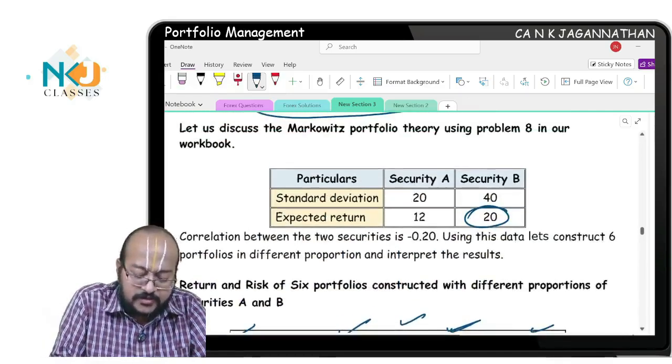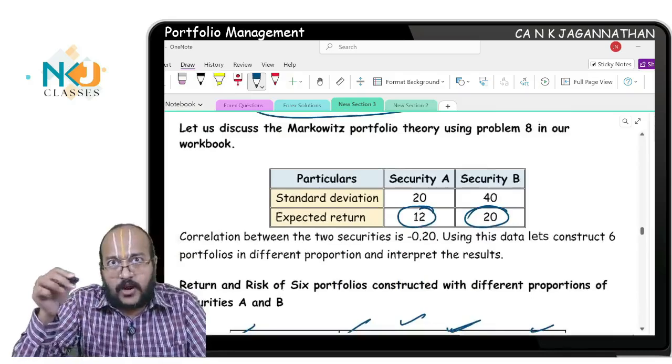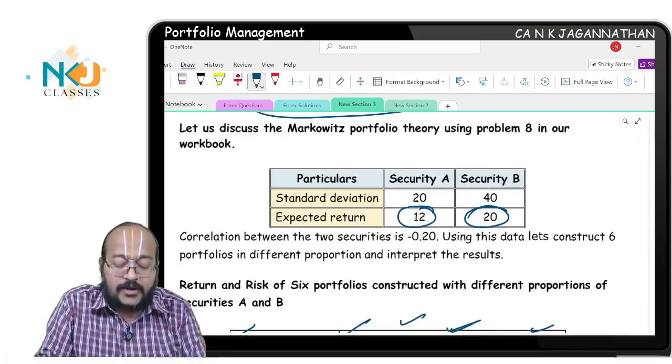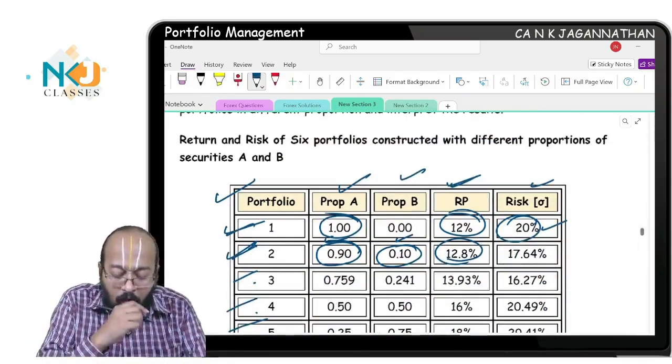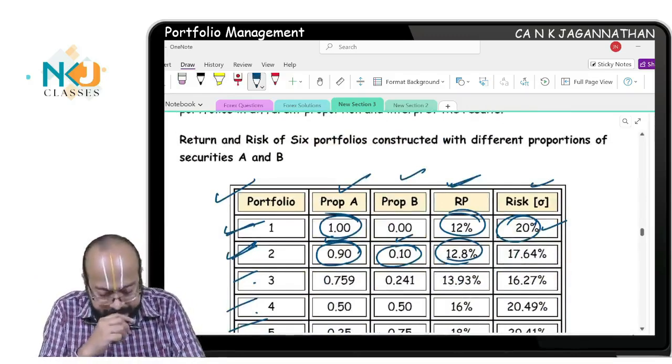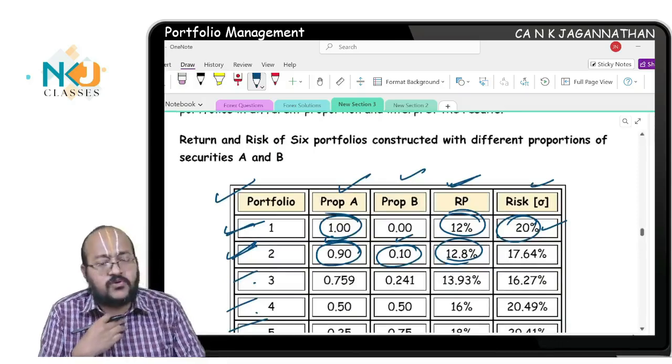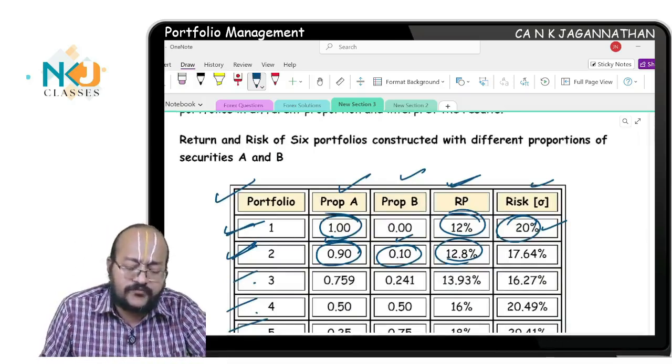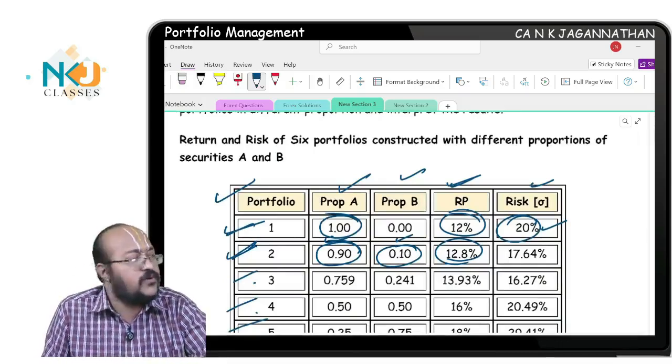See here, 90% is security A, so 12% into 90% plus 10% into 20%, which means... sorry, my throat is not well today. Okay, you have to adjust. I have a severe cough, no issues here.